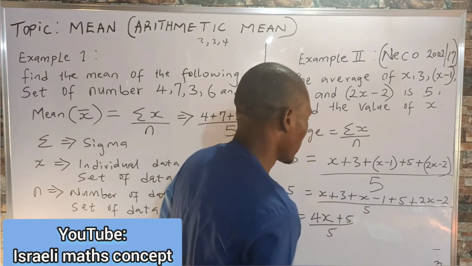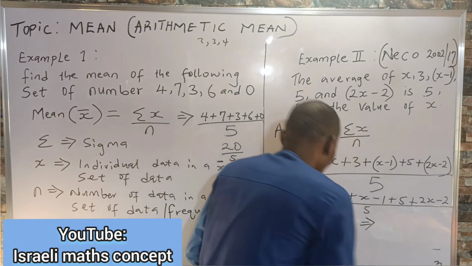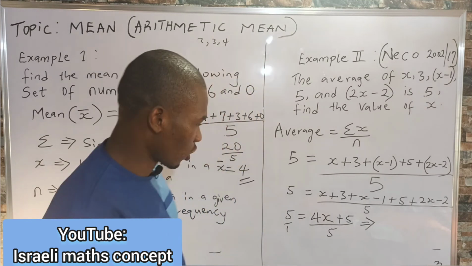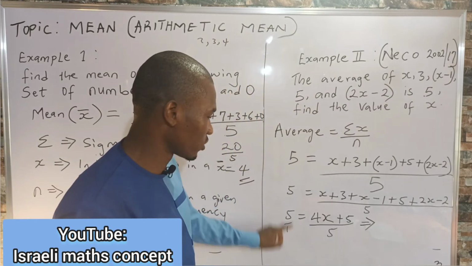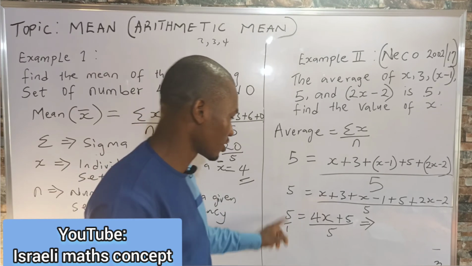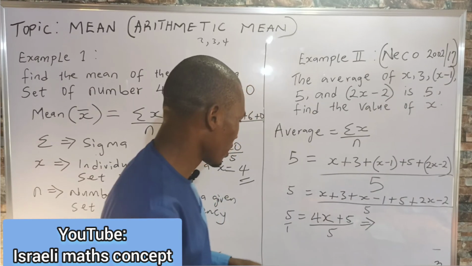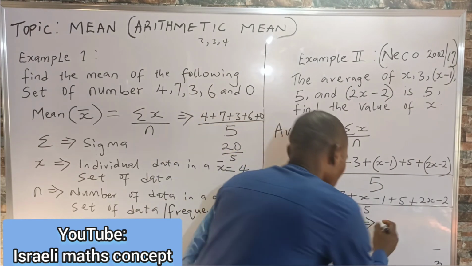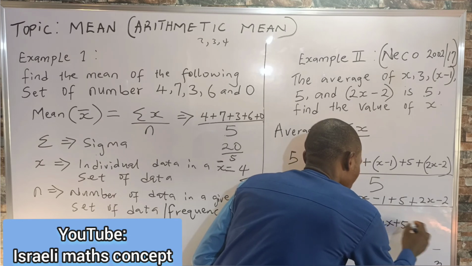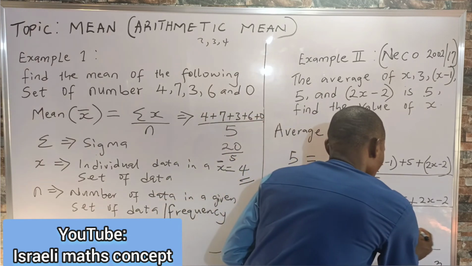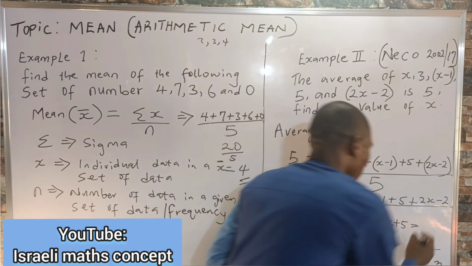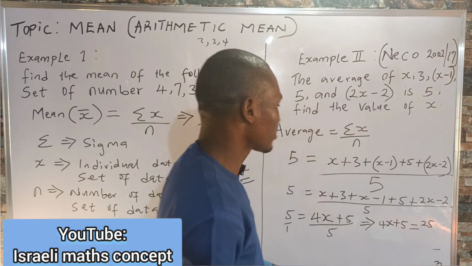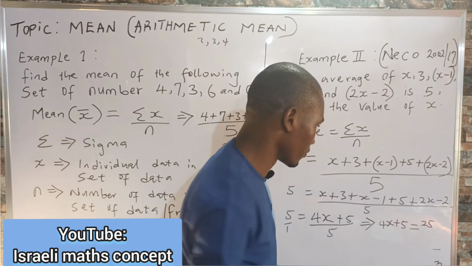5 here. So this implies that when we cross multiply, remember that 5 is the same thing as 5 over 1, because any number divided by 1 will still give you that number. And when we cross multiply, 1 multiplied by 4x plus 5 will still be 4x plus 5. And that is equal to 5 multiplied by 5, which gives us 25. Then let's now make x the subject of this given formula.